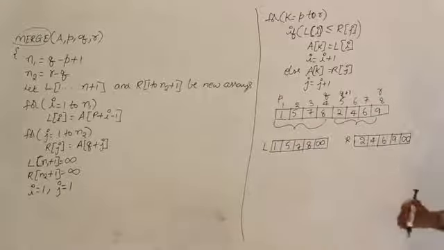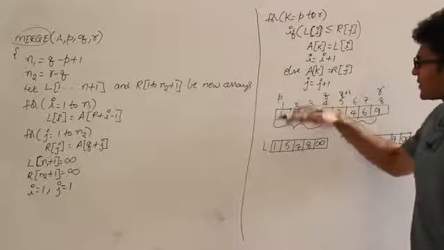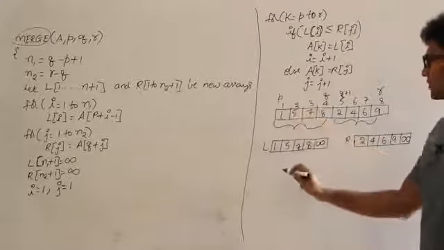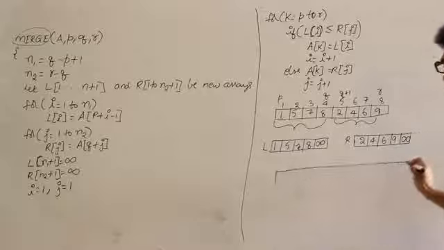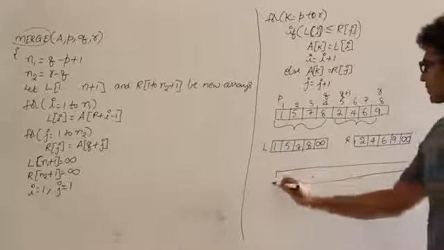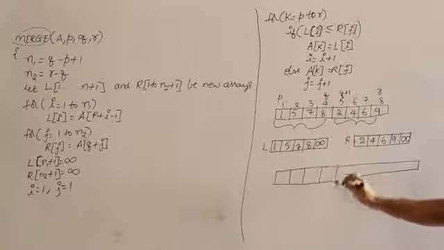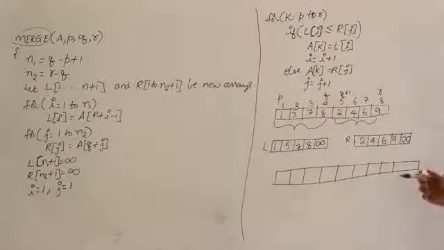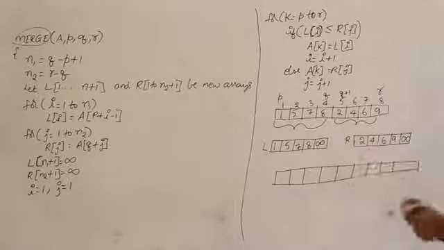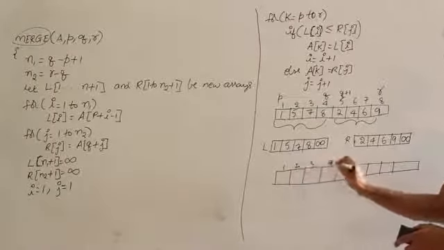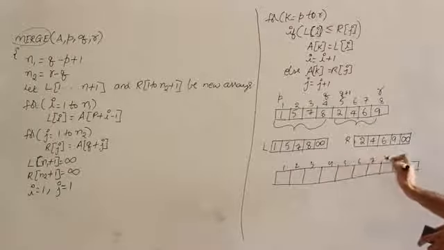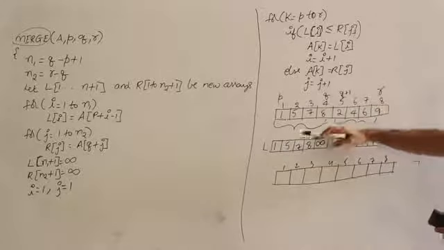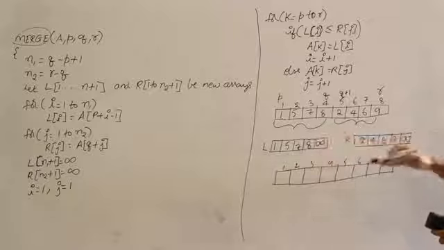And the next thing is, we are going to copy everything into the array A, 1, 2, 3, 4, 5, 6, 7, 8. All the elements are already present, and I am going to overwrite them. Into the same given array A, I am going to write all these elements in sorted order.